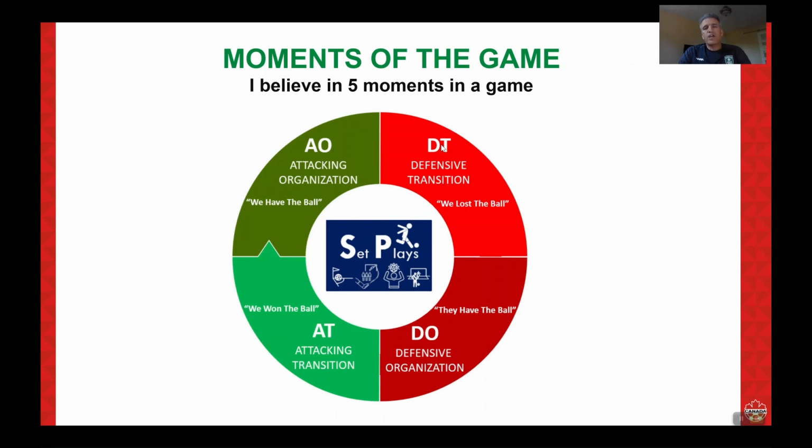I believe in 5 moments in a game. AO, or attacking organization, means when we have the ball. DT, or defensive transition, means we just lost the ball. DO, or defensive organization, means they have the ball. AT, or attacking transition, means we just won the ball back. And the last one is set plays.